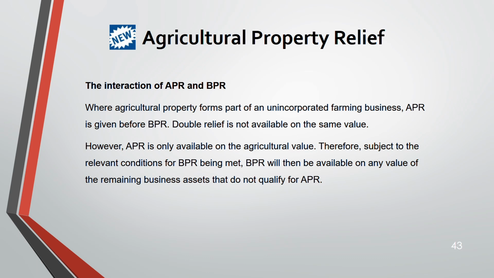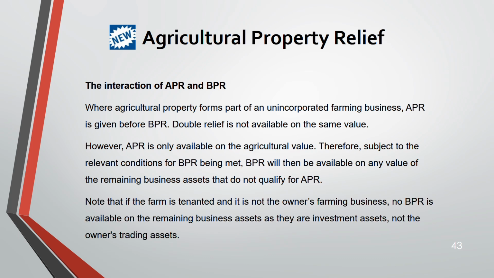So first you give APR on agricultural value. After that you see whether there are still some conditions being met for the remaining business assets that could qualify for BPR. So anything that does not qualify for APR, you see whether it qualifies for BPR and give BPR. Otherwise, no BPR. Note that if the farm is tenanted and it is not the owner's farming business, no BPR is available. Very easy. It has to be your own. If it's tenanted, BPR will not be available. So BPR is not available on the remaining business assets as they are investment assets, not the owner's trading assets.